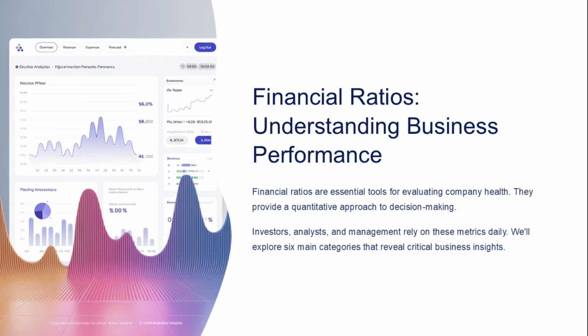Financial ratios are key metrics that provide a quantitative way to assess a company's financial health and performance. Investors, analysts, and business leaders rely on these ratios daily to make informed decisions about the company. In this presentation, we'll explore 6 main categories of financial ratios that offer critical insights into a business.